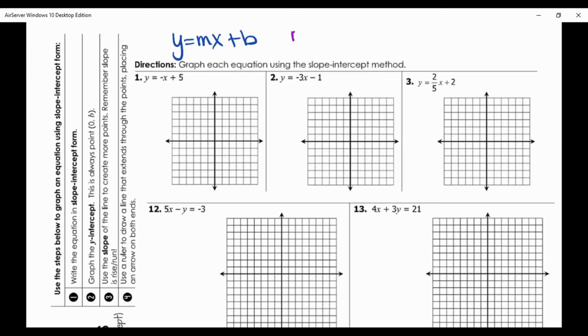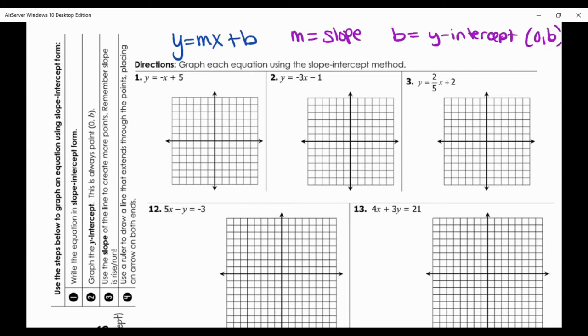Where m equals your slope and b is your y-intercept. So that's going to be at the point 0 and whatever the b value is. So the steps for graphing, which are on the left, we first want to write the equation in slope-intercept form. So if needed, if it's not already solved for y, we'll need to solve the equation for y.